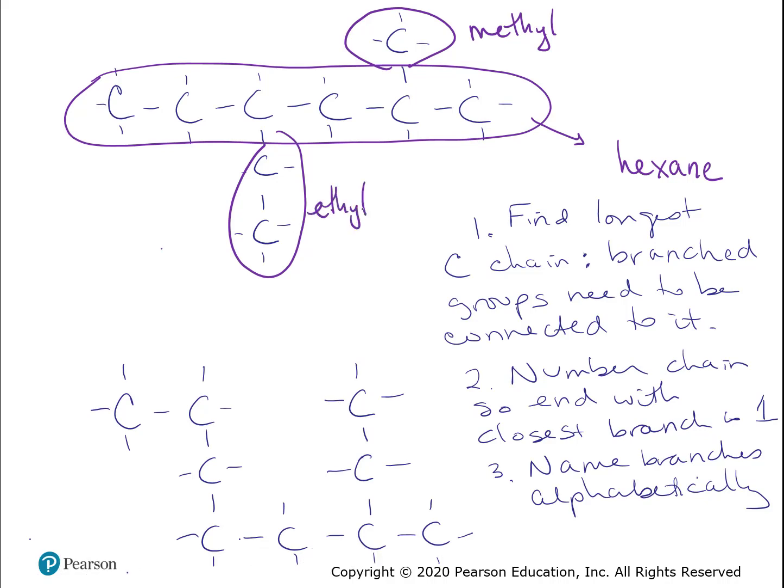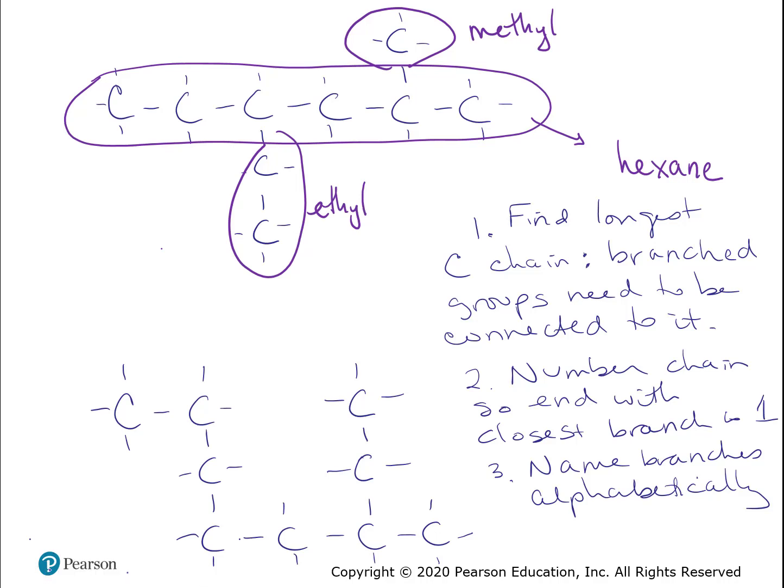So now I've named everything. And I always try to circle them as I go, because if I circle them as I go, I don't miss them. If I just look at them and count, then a lot of times I end up missing them. So now I've got to do step 3. Step 3, I've got to number the chain closest to a hanging group.